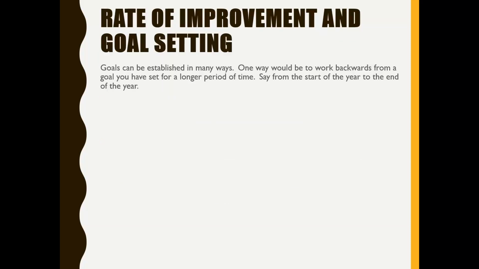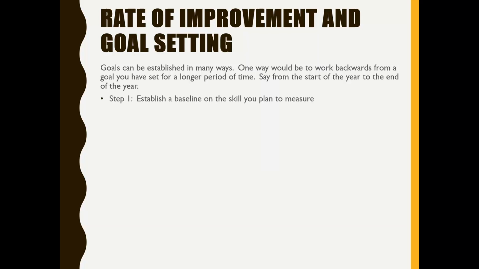So again, this document goes into rate of improvement and goal setting. There's lots of different ways that you can set goals. I'm going to talk about basically one way, and I like to call it working backwards, where basically you understand where you want to be at some period. A lot of times at the beginning of the year, or even in the middle of the year, we might work backwards in Cleveland County from, let's say, the end of the year. So this is what that would look like in a stepwise fashion.